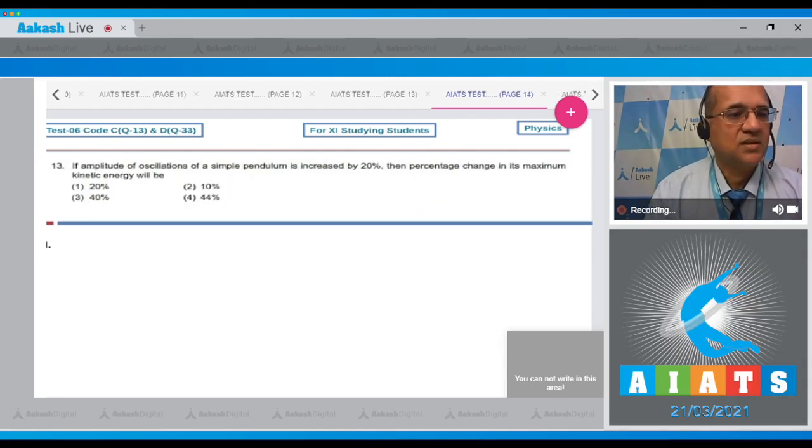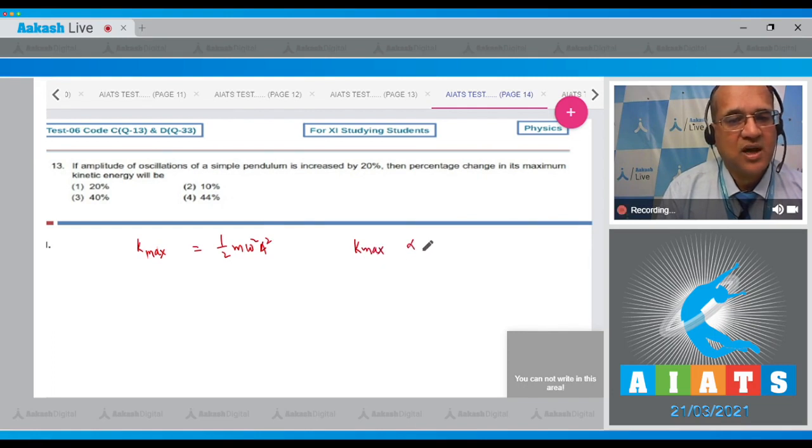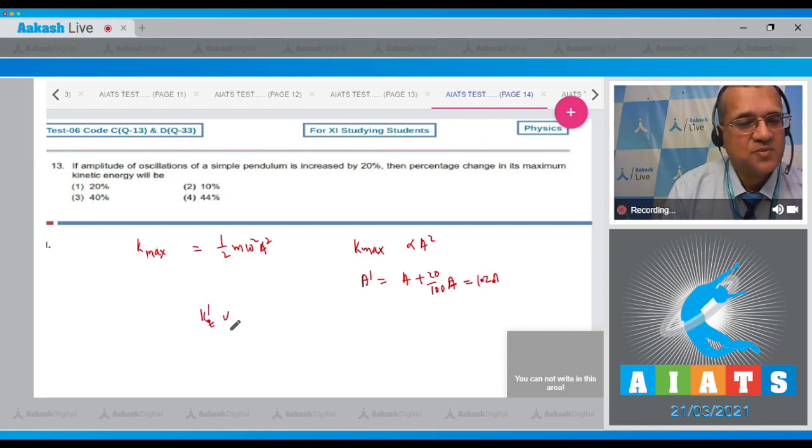Question number 13: if the amplitude of oscillation of a simple pendulum is increased by 20%, then what is the percentage change in its maximum kinetic energy? See, the maximum kinetic energy in SHM is equal to 1 by 2 m omega square a square. So the maximum kinetic energy is proportional to amplitude square. It says that the amplitude is increased by 20%, so the new amplitude is a plus 20% of this value, that is equal to 1.2a. Therefore, the new kinetic energy is proportional to (1.2a) squared.